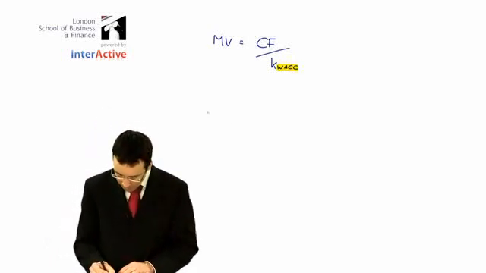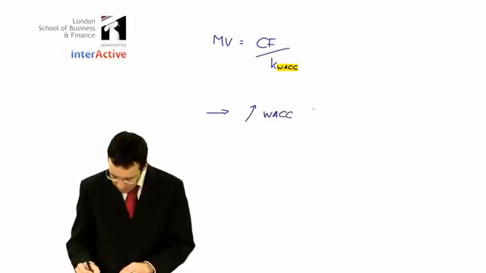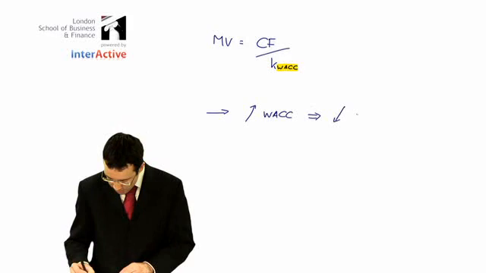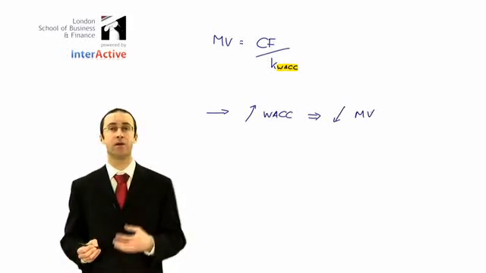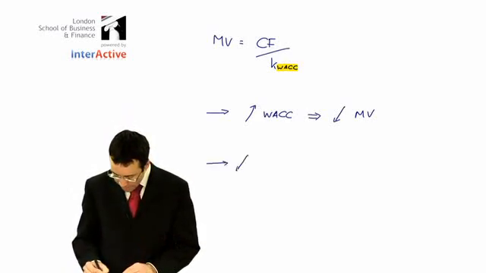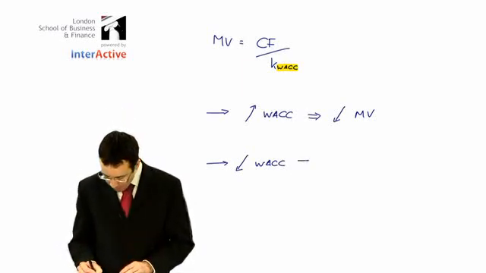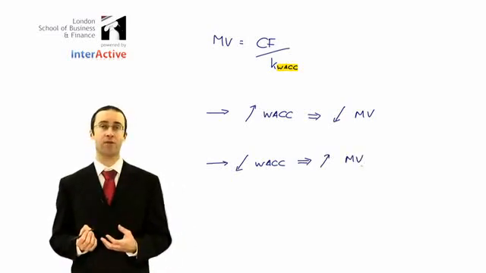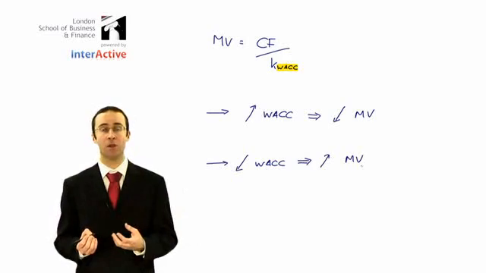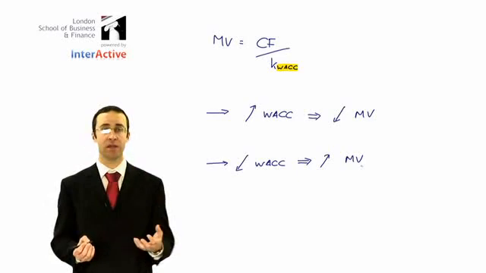Well, what's going to happen there? Basic theory dictates that if your weighted average cost of capital increases, then the market value of your company will decrease. Conversely, if your weighted average cost of capital decreases, then your market value will increase. Now, what we need to be able to look at is how that weighted average cost of capital changes with the level of gearing.